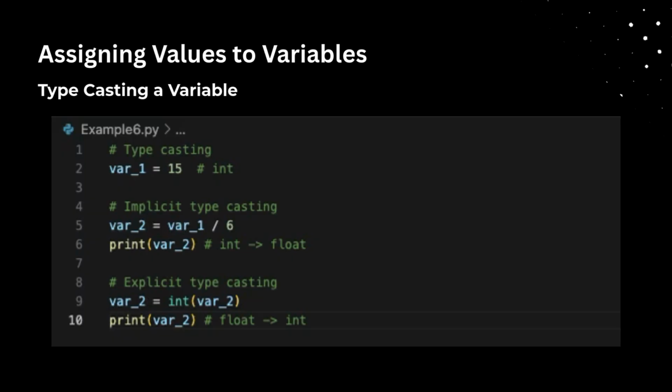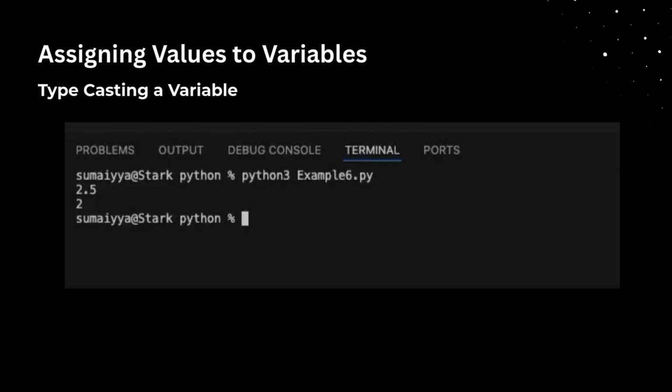Print var_2. This is float to int. Output would be 2.5 and 2. First, we assign the integer value 15 to a variable and divide it by 6. The division produces a floating point number, so Python automatically converts the result to a float.